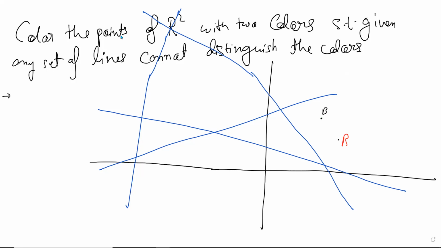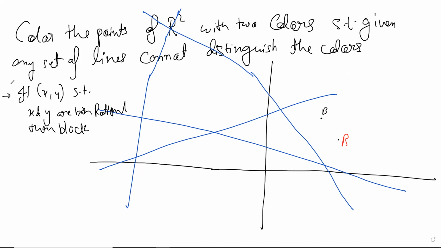You see, the point is that, if there is a point with both rational coordinates, so if x comma y are both rational, then black. So 1 comma 1, 2 comma 2, 3 comma 3, half comma half, and so on. Or half comma 49 by 53, all are black. The rest are red.